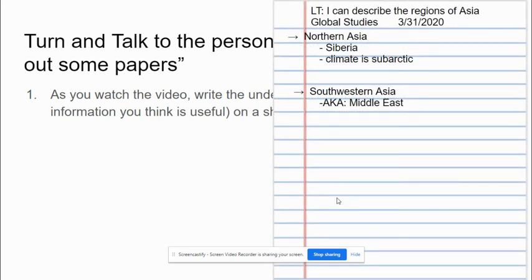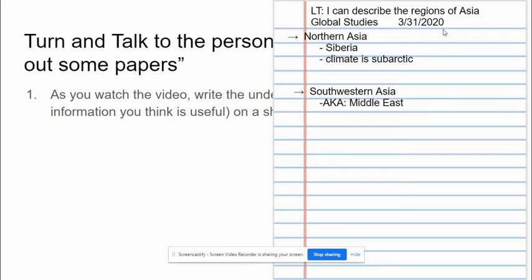If you're using a sheet of line paper, it'll probably look something like this. Start by putting the learning target at the top because that's going to be our topic. I can describe regions of Asia. Put the class, so you can keep it organized from your other classes, global studies, and put today's date.